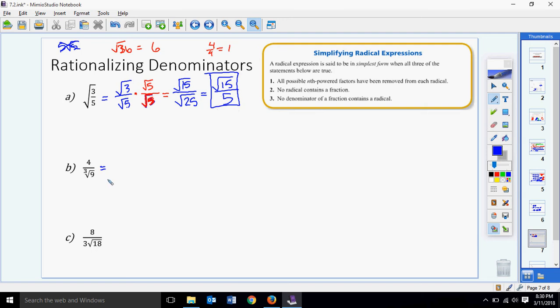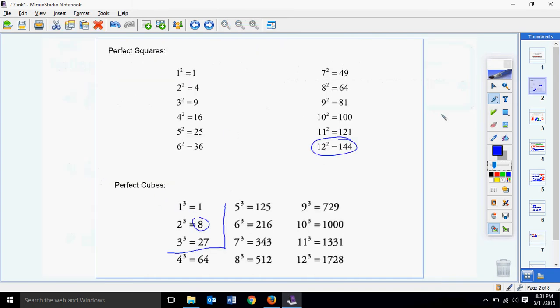Down here, I have 4 over the cube root of 9. And what's wrong with this is not the fraction part, but the fact that there's a radical in the denominator. So it's a cube root of 9. What can we multiply the cube root of 9 by to get it up to a perfect cube? So let's look at our perfect cubes here. With 9, I can't get it up to 8 or 1. 9 times 3, though, would give me 27.